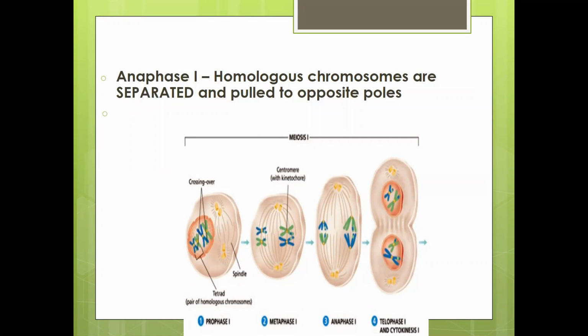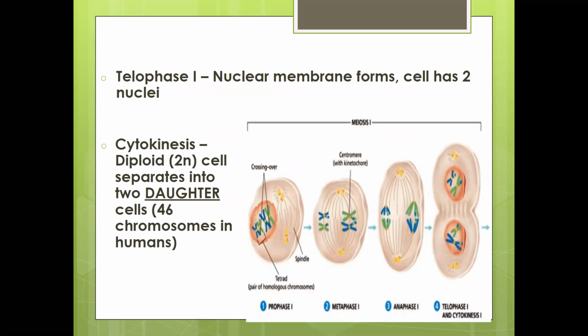Then in anaphase 1, those homologous pairs are going to separate and pull to opposite poles. So again, you notice that all the blues didn't go one direction and all the greens didn't go in another. It was random. Then in telophase 1, you're going to get that nuclear membrane reforming. The cell is going to have 2 nuclei. Cytokinesis is also going to occur, dividing those 2 cells.